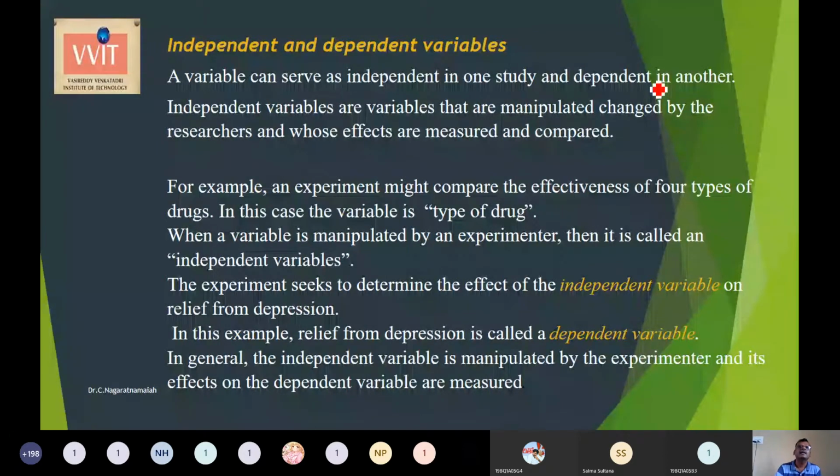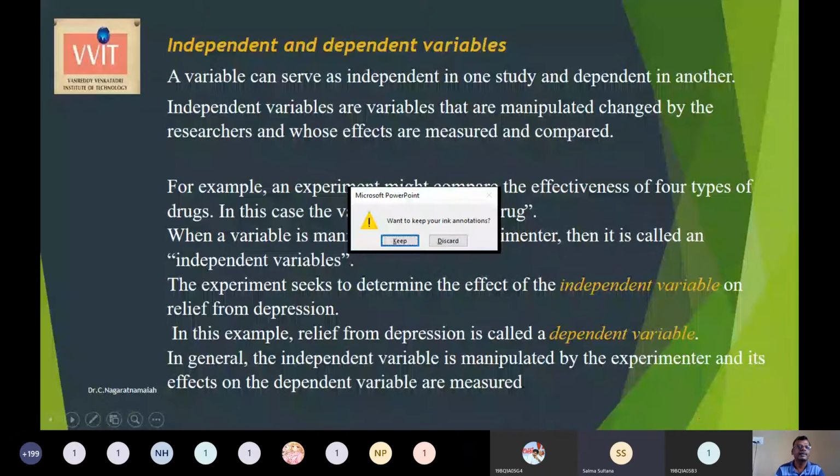Is it audible? The voice is slow, sir. Okay, the voice volume needs to be increased. Is it visible? Visible, sir. Okay. Shall I continue? Yes, sir.